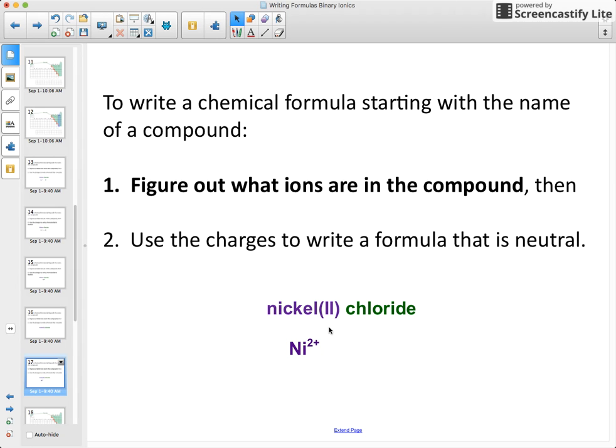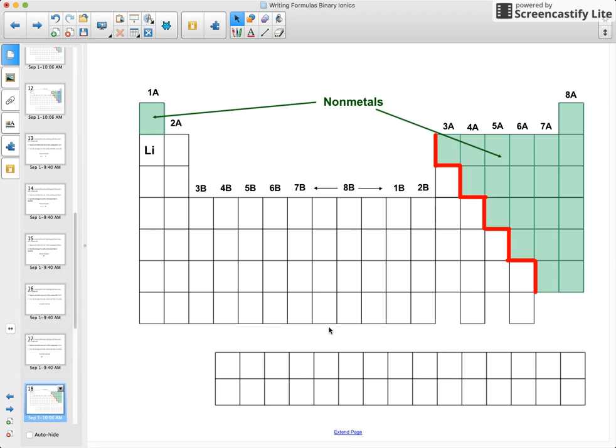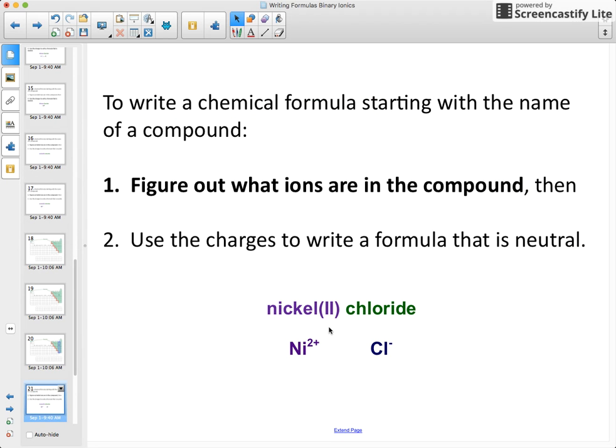Chloride, the chloride ion, forms from chlorine, and to find out the charge of that, we do have to go to the periodic table. Here are our nonmetals on the periodic table, shaded in green. Here's chlorine on the periodic table. Like the fluorine we looked at a minute ago, chlorine is a halogen. It has a tendency to gain 1 electron to form an ion with a -1 charge, like all the halogens do. So we can write the formula for the chloride ion, Cl-.